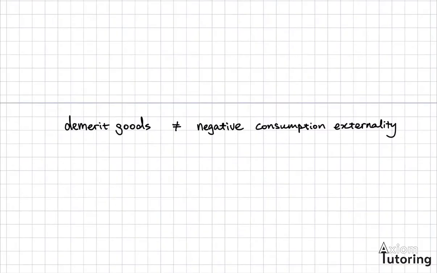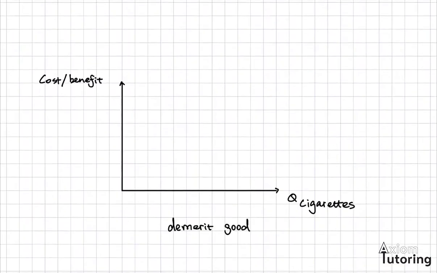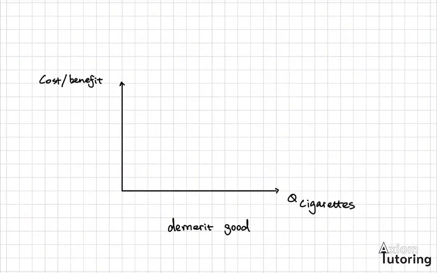Let's use a diagram to illustrate this. On the vertical axis, we measure costs and benefits. On the horizontal axis, we measure the quantity of cigarettes consumed. Now let's first draw the marginal private cost curve, MPC, which is also the supply curve. And since there are no production externalities, the marginal social cost curve also overlaps with MPC.